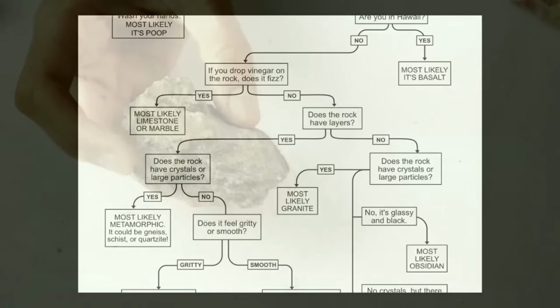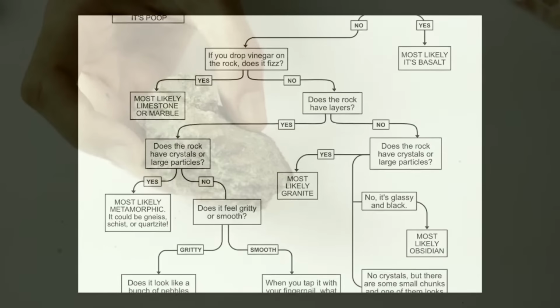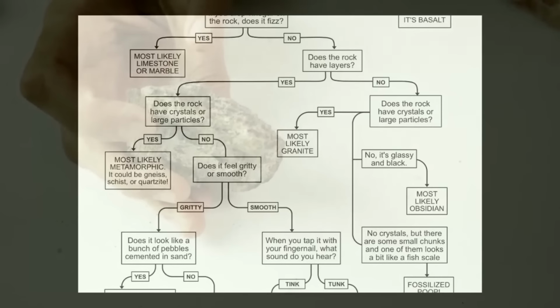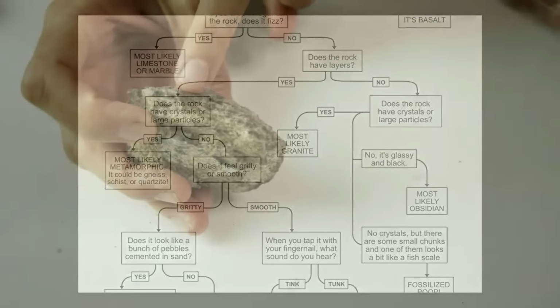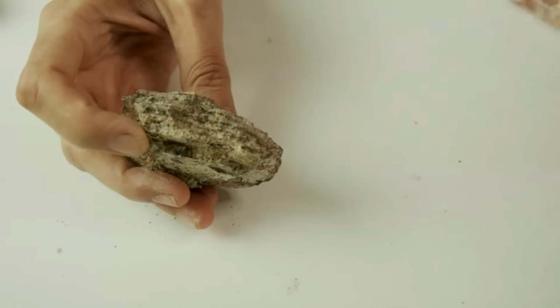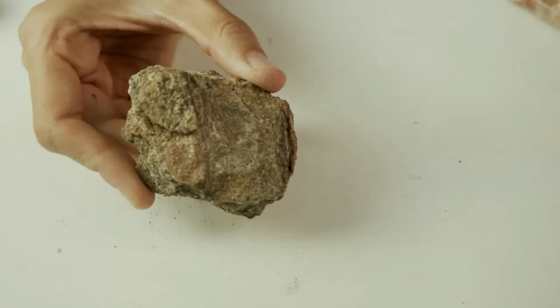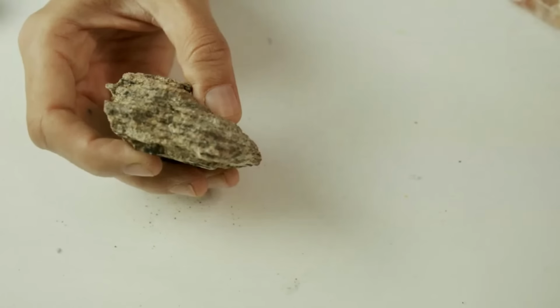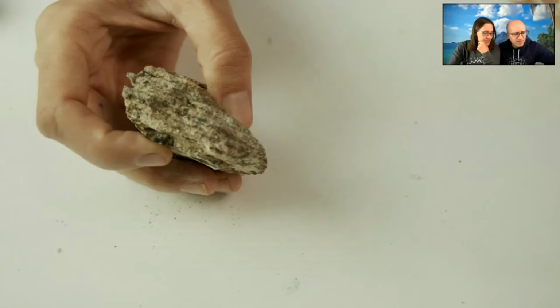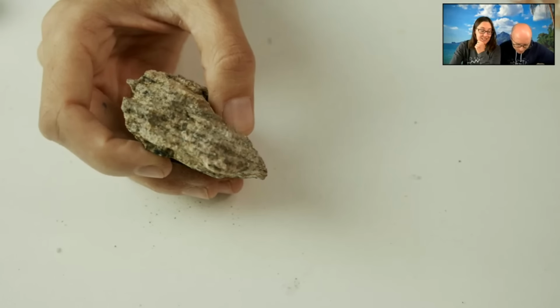When I look at this rock, I do not see layers. But you know what? If I look at it sideways, I do see some layers. Do you see that stripe of black? Yeah. And then there's a stripe of brown. So at first, if I look at the top, I'm going to say no layers. But then if I look sideways, I say, wait a second. There are some layers. So let's say yes. All right. It does have layers.